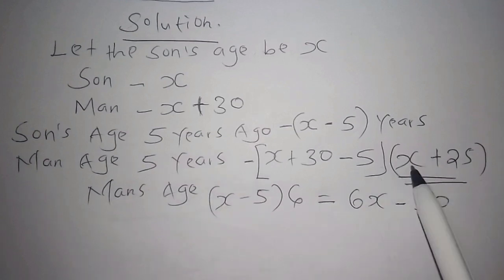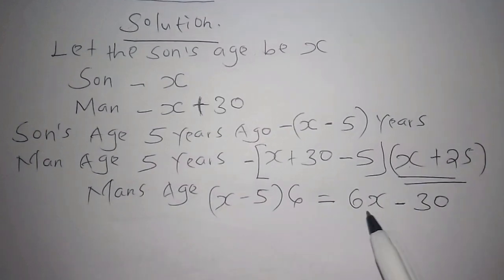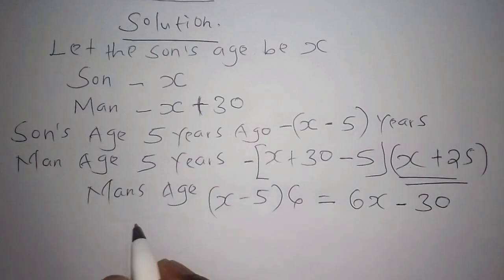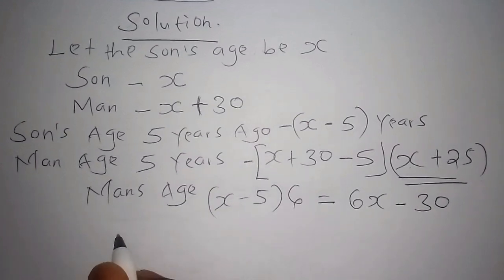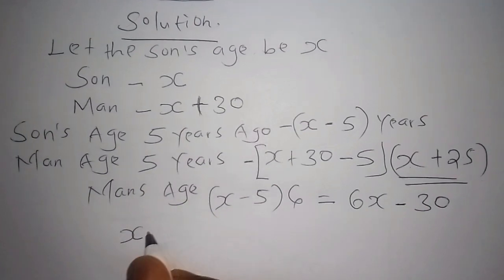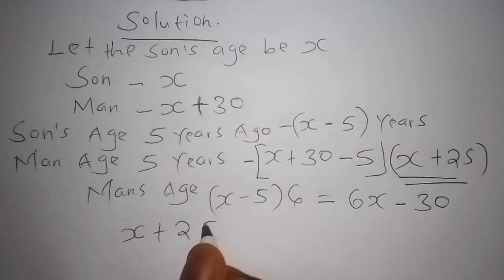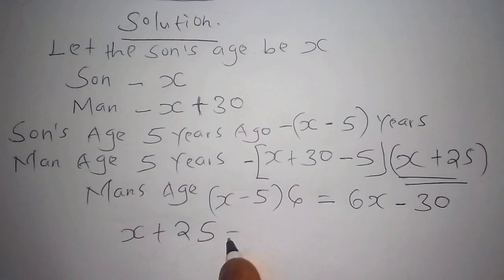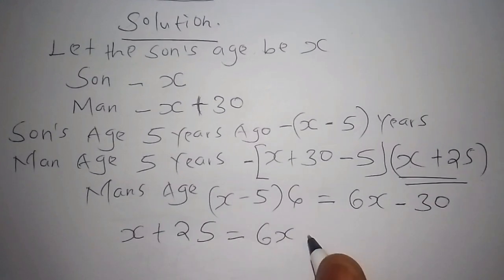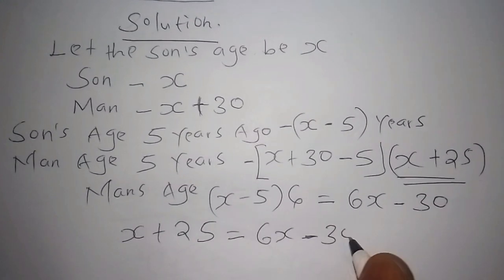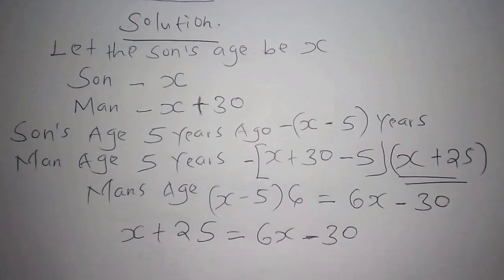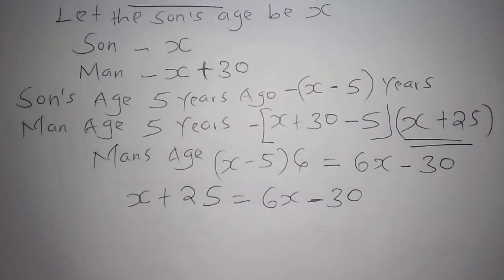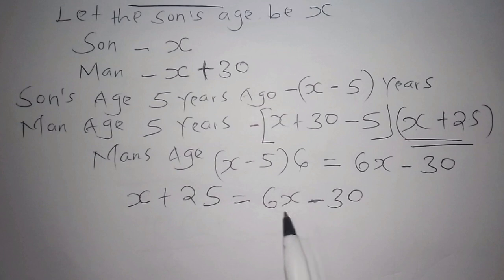So now we have the man x plus 25, and now we also have this 6x minus 30. So now we shall equate. So I shall use algebra and say that x plus 25 should be equal to 6x minus 30. Okay, so from there now I shall find the value of x. Remember that the value of x was representing the age of the son now.